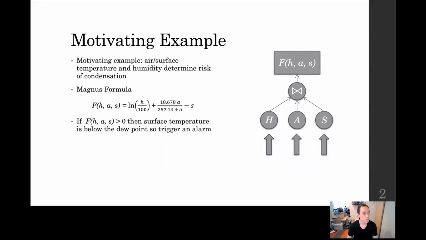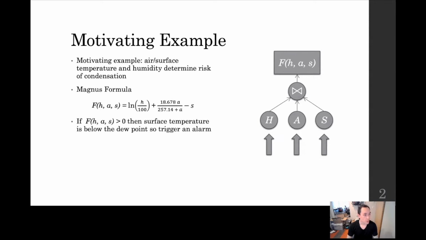Let's take a look at our motivating example. In this scenario, we have an industrial manufacturing equipment plant filled with machines. And what we want to avoid is condensation forming on the surface of these machines. Condensation might lead to the product being ruined or possibly just corrosion. Either way, we want to make sure that we avoid this situation.